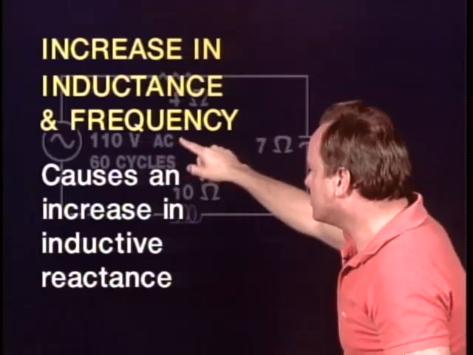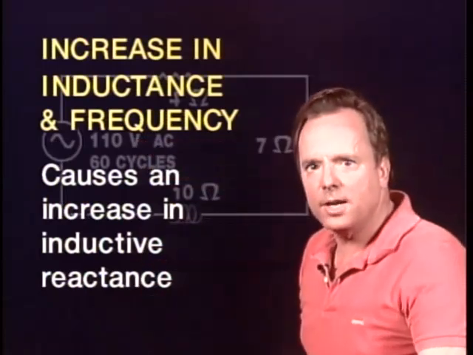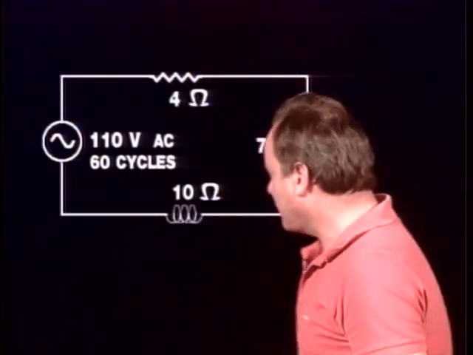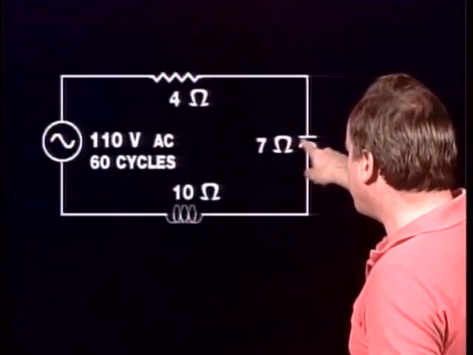And also the frequency of the alternating current changes the inductive reactance. So those are the two things that will change the inductive reactance to a current. Now, there's another thing in this circuit we haven't talked about here. We'll talk about that, and that is capacitance.